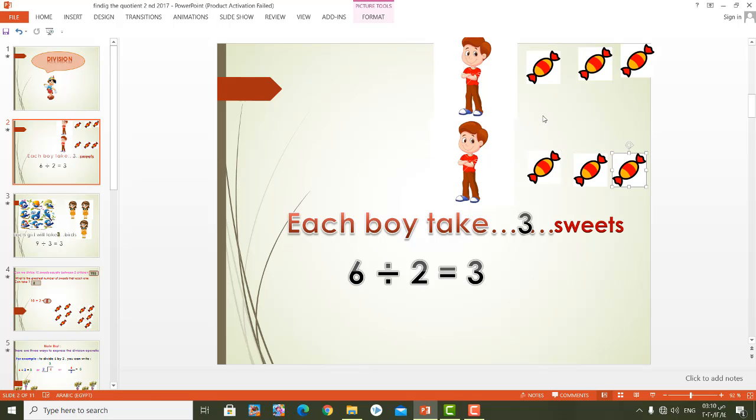Here, my students, how many sweets will each boy take? 1, 2, 3. I can express it, my students. I have 6 sweets. I will divide. This is the symbol of divide. Okay, divide by 2 boys. Equal what, teacher? Each boy will take 3, my students.